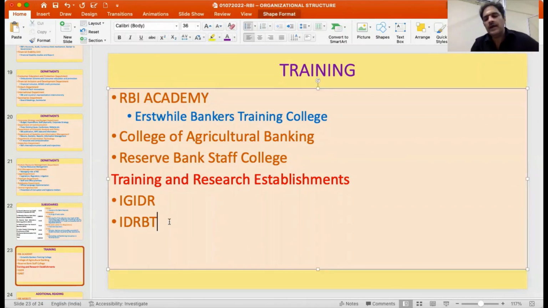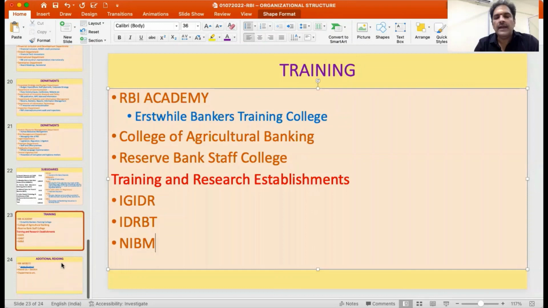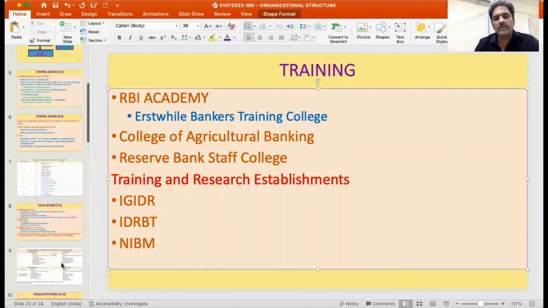Then we have participation in 3 training establishments. One is called Indira Gandhi Institute of Development Research, which is located in Mumbai. Then we have the Institute for Development and Research in Banking Technology, which is located in Hyderabad. Then the third one is the National Institute of Bank Management, which is located in Pune. So these are the training and research establishments of Reserve Bank of India.